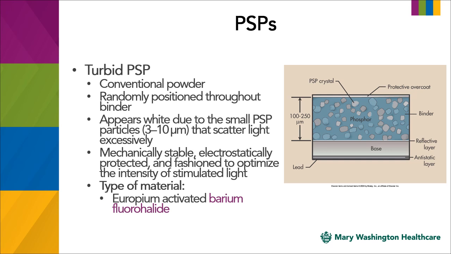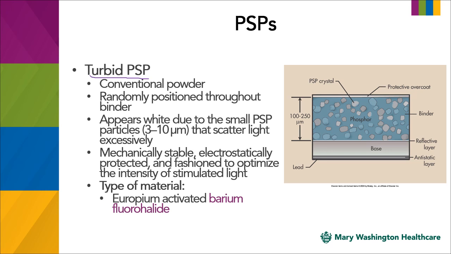So let's take a look at the two different types. We have a turbid PSP, which is a conventional powder. It's randomly dispositioned throughout the binder. It appears white due to the small PSP particles, which are 3 to 10 micrometers that scatter light excessively. They're mechanically stable, electrostatically protected, and fashioned to optimize the intensity of stimulated light.